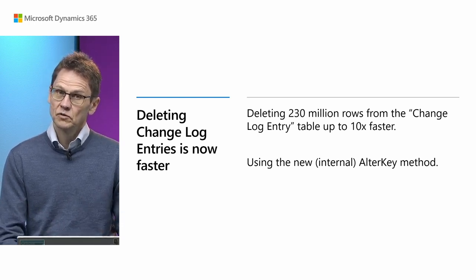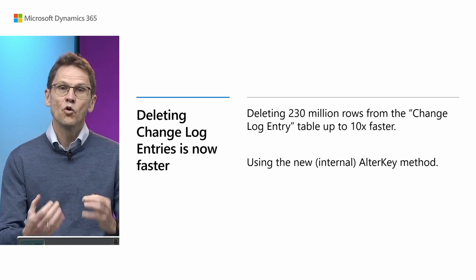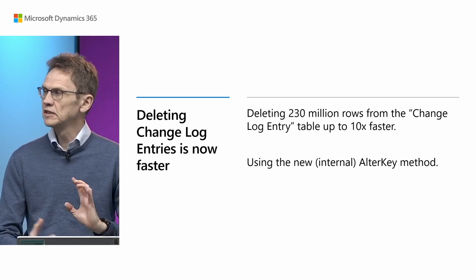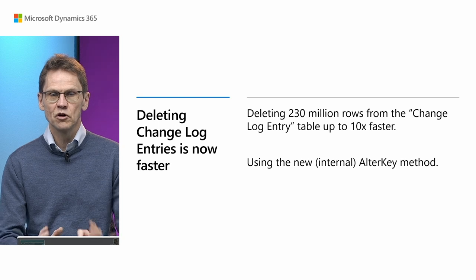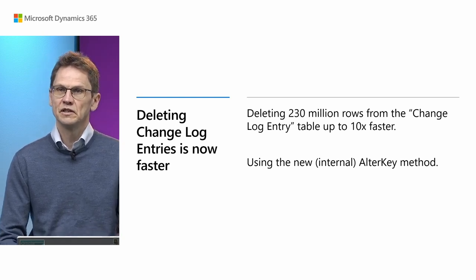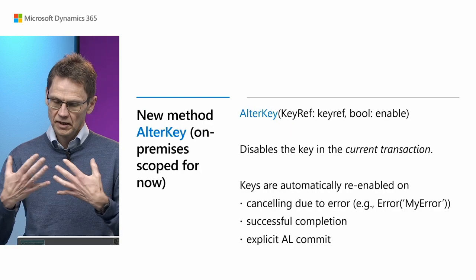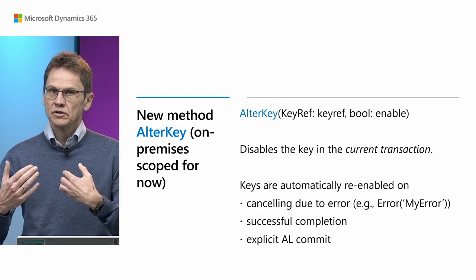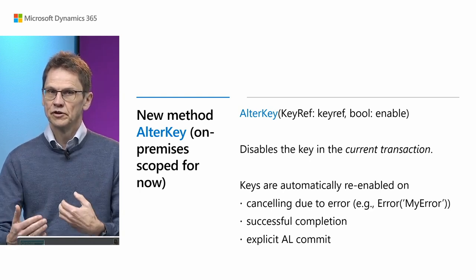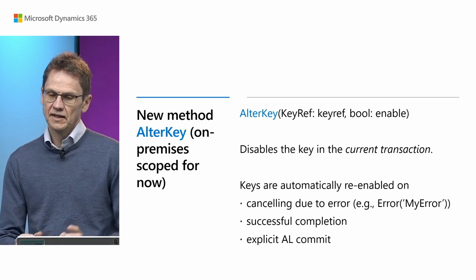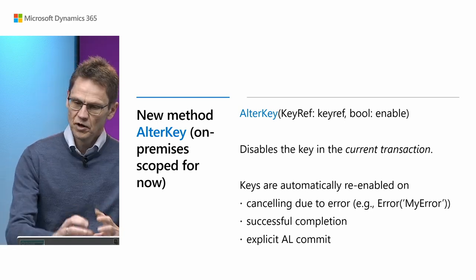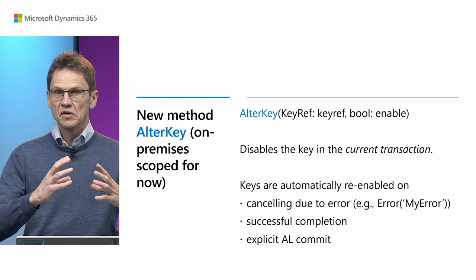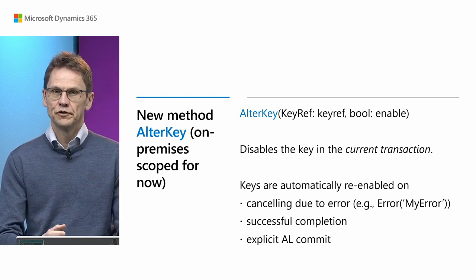In order to do that, we optimized some internal workings, but we also needed to create a new method, which for now is marked for on-premises because it is a little bit of a double-edged sword. But let's talk about this new alter key method that you might see if you're coding with the on-premise keyword. So the alter key disables keys during the current transaction, meaning that it's almost the same as if you've dropped the index and then you do all your deletes and then you re-enable it. And it is automatically re-enabled when the current transaction ends.